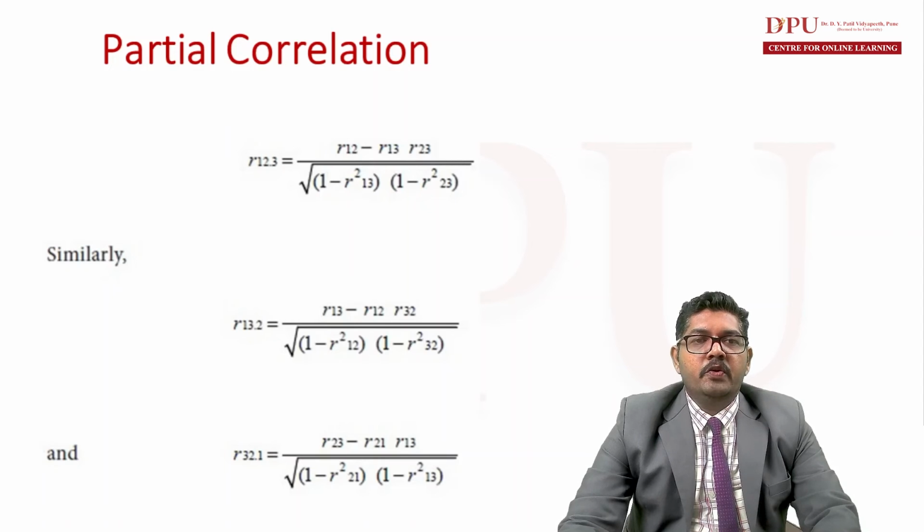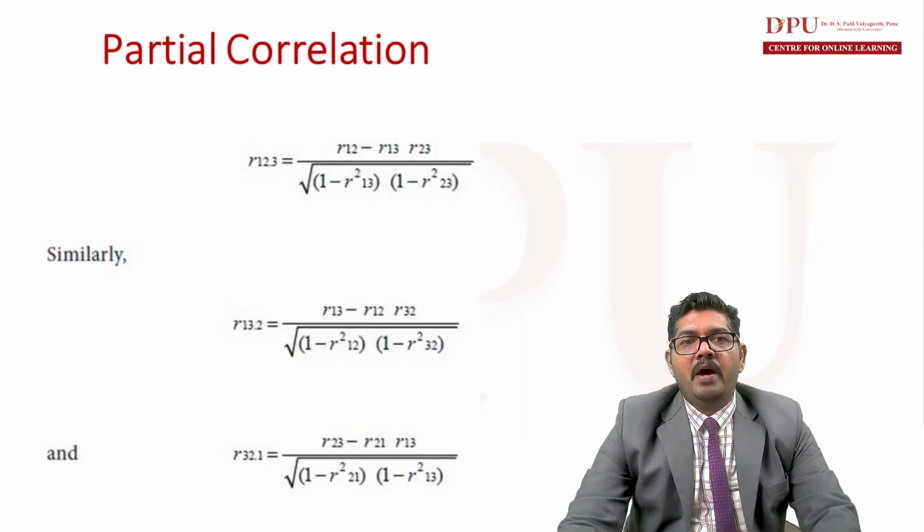Now this is partial correlation. As already discussed, there can be more than one independent variable. In that case we can use either partial correlation or multiple correlation. When we study the relationship between one dependent and one independent variable at a time, keeping other independent variables constant, we call it partial correlation.